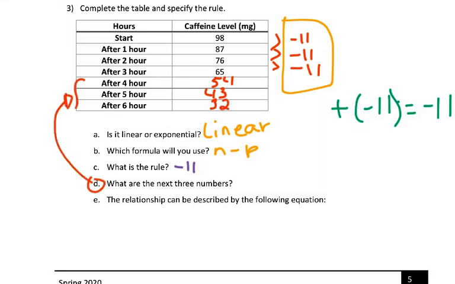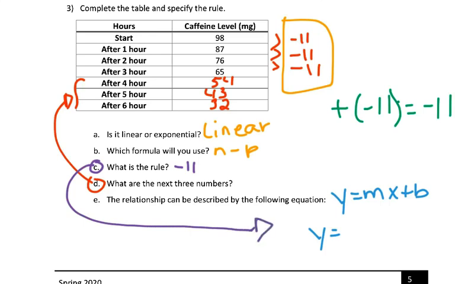And then what is my equation? I mentioned a minute ago that our linear equation looks like y equals mx plus b. It's always our linear equation. If I drop down my y, I need to plug in my m. Remember, m is our part C over here, or our rule, I should say. So negative 11. Our x drops down. And then what is our b? What's the first number we started with? Well, our first number was 98, so plus 98. And that is our equation.